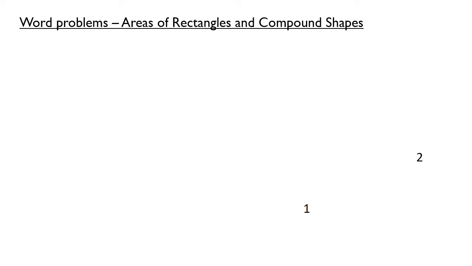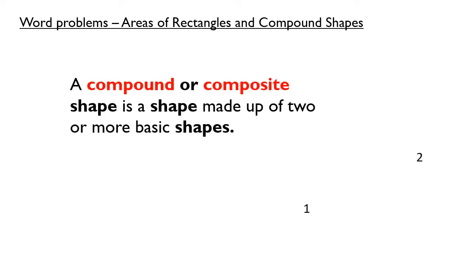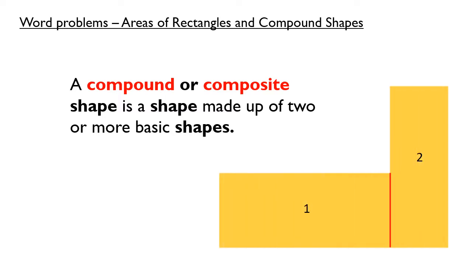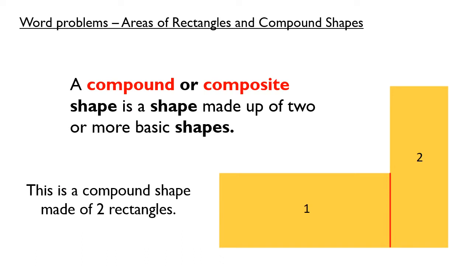So, of course, before we begin, we need to remind ourselves what a compound shape is. So by now, we should know that a compound or composite shape is a shape made up of two or more basic shapes. So here is a compound shape made up of two rectangles.